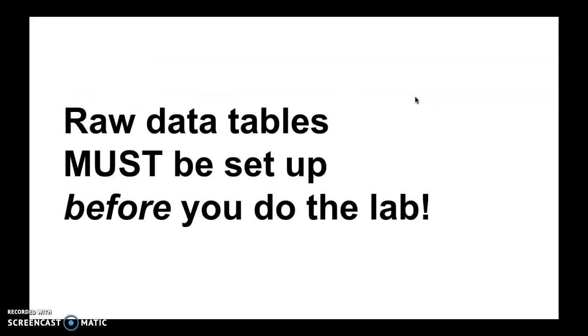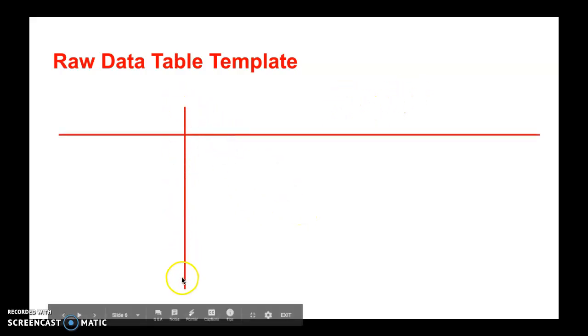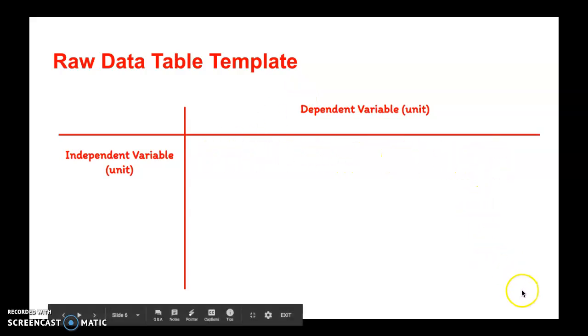Raw data tables must be set up before you do a lab. They're the last thing that you need to do before you can start collecting data. Raw data tables are set up a certain way. They have a template. So, first thing that you'll do is set up kind of a lopsided t-chart. You'll put the independent variable here. I know that looks strange, but trust me, it will make more sense once you find out that the dependent variable goes over here.